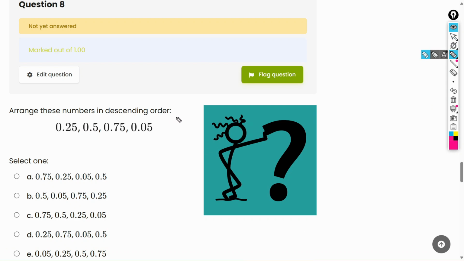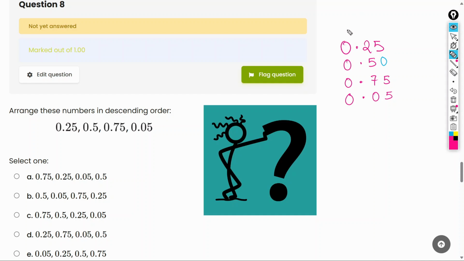Arrange these numbers in descending order. So we are moving from biggest to smallest. So for questions like this, you will arrange them and align your decimal points as if you were adding or subtracting. We have 0.25, we have 0.5, we have 0.75, and we have 0.05. Then if we like, we can fill this space with 0.